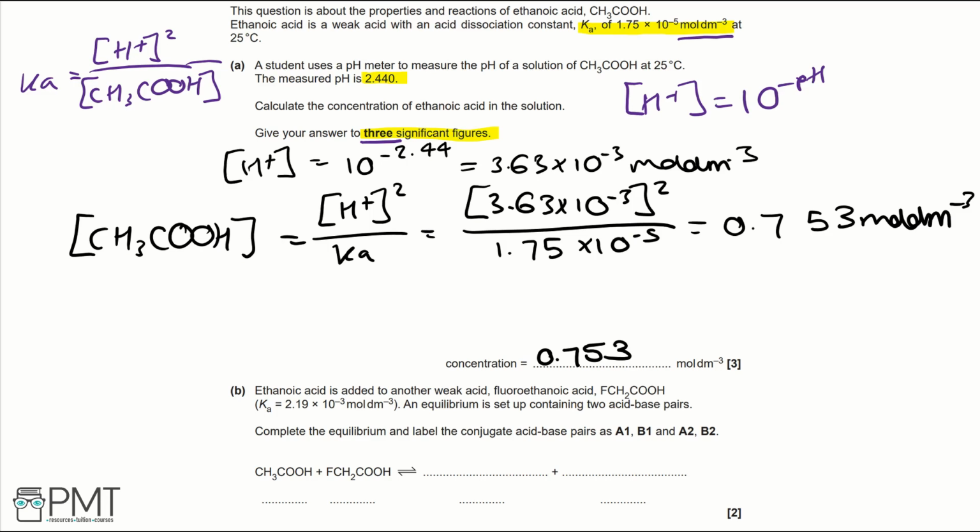Part B. Ethanoic acid is added to another weak acid, fluoroethanoic acid, FCH2COOH. The Ka value of fluoroethanoic acid is 2.19 times 10 to the negative 3 moles per decimeter cubed. An equilibrium is set up containing 2 acid-base pairs. Complete the equilibrium and label the conjugate acid-base pairs as A1B1 and A2B2.